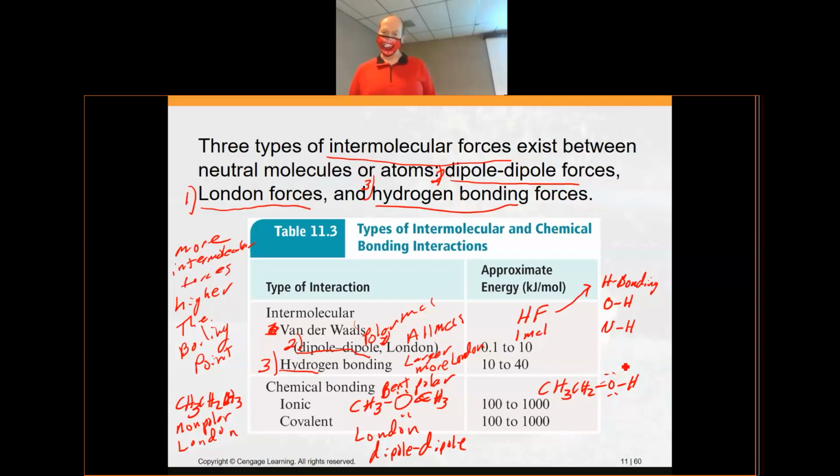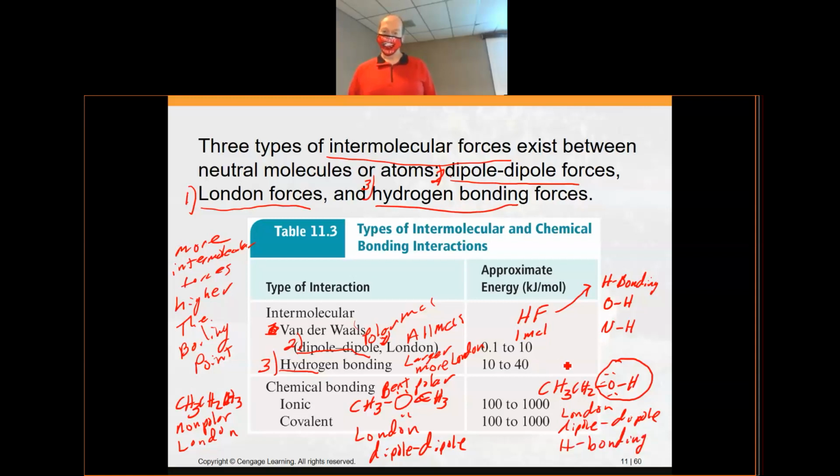All right, so you see that you have hydrogen bonding. If you have hydrogen bonding, you are also always polar. And you always have London. So this has all 3. This has London, dipole, and it has hydrogen bonding.